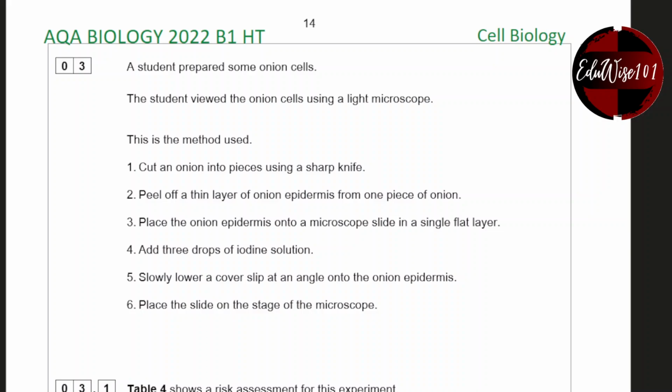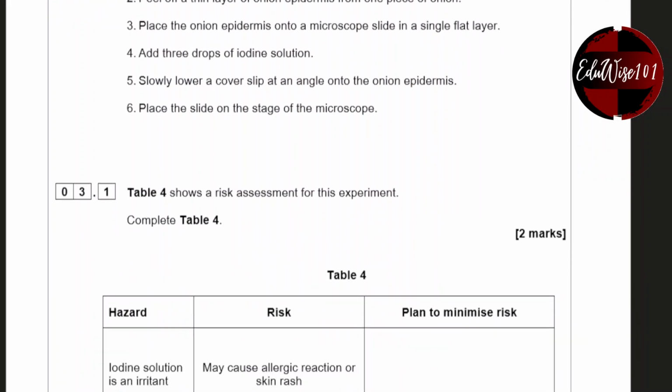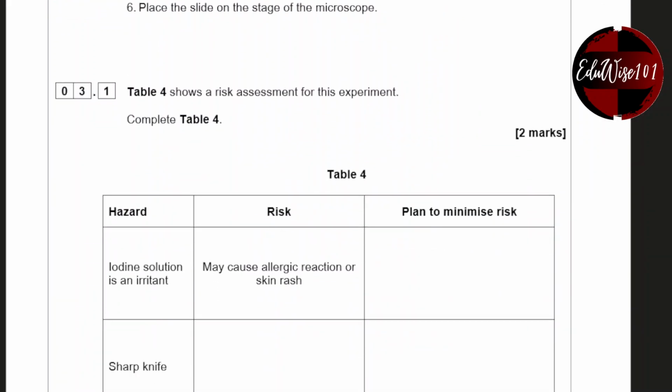Cut an onion into pieces using a sharp knife. Peel a thin layer of onion epidermis from one piece of onion. Place the onion epidermis onto a microscope slide in a single flat layer. Add 3 drops of iodine solution. Slowly lower a cover slip at an angle onto the onion epidermis. Place the slide on the stage of the microscope. Table 4 shows a risk assessment for this experiment.